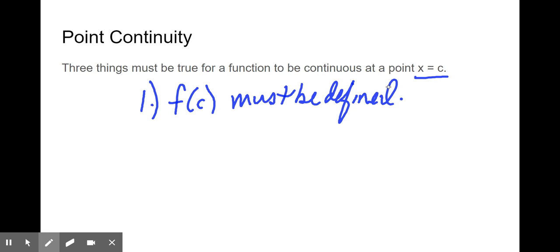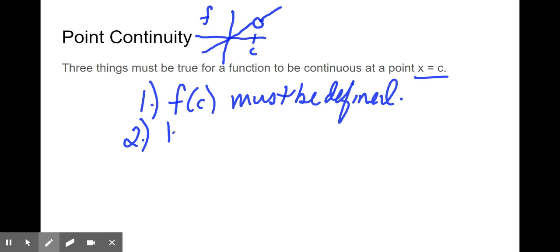Okay? All right, and up here, what I'll do next to point continuity is I will draw you a picture where if f of c is not defined, we would get something that's discontinuous at c. So here's c. Right? If this is f of x, and I ask you what f of c is, you're going to say, nope, it's undefined. There's a hole there. Okay? So the function's not continuous at c because there's a hole there, right? So the first thing that has to be true is f of c has to be defined.